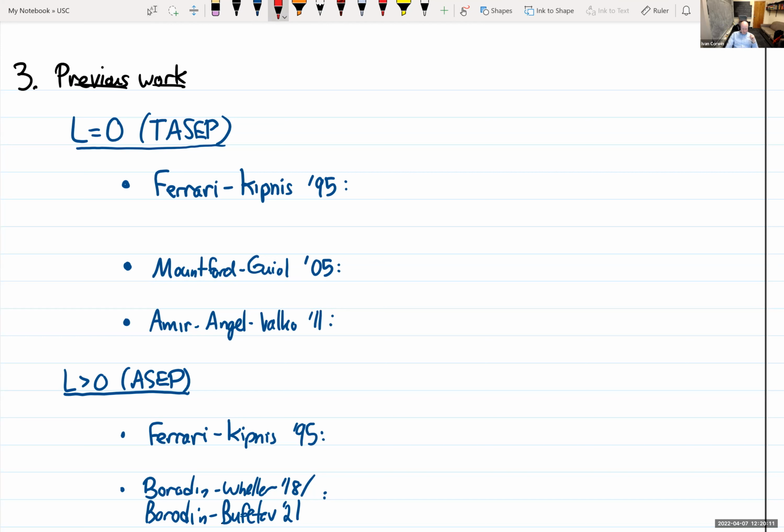Okay, so just to put things into context, this question about studying the second-class particle, well, second-class particles have been studied for a long time in various contexts, but let me focus on the context of the step initial data, putting one at the leading edge. The first people to study this were Ferrari and Kipnis. That's Pablo Ferrari, and they showed that if you look at this X_t over t, they showed a weak limit, that it converges in distribution to this uniform -1,1.